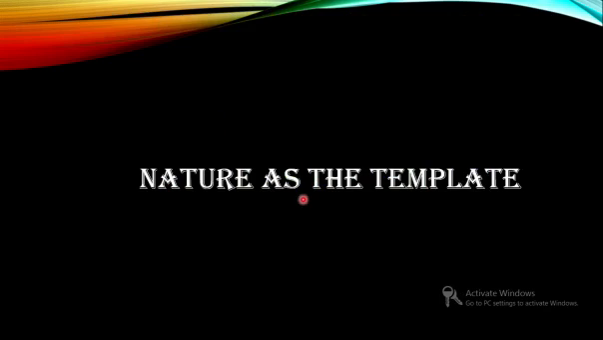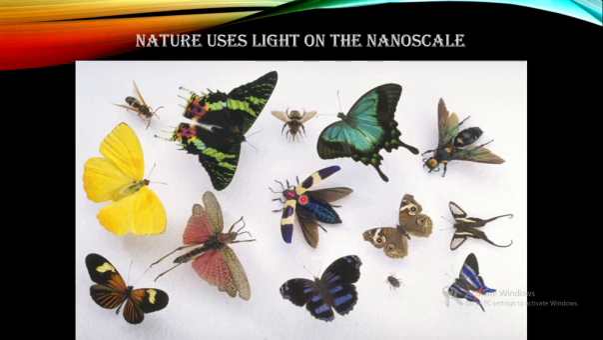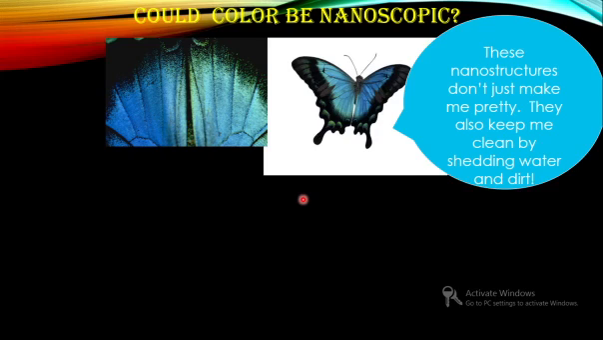Now, nanoscience has always been inspired by nature, so nature is used as a template. Let us see how. As you observe around you, you can see that nanoscience is there in every part of nature. So here comes a butterfly, and what does it say? These nanostructures don't just make me pretty. They also keep me clean, shedding water and dirt.